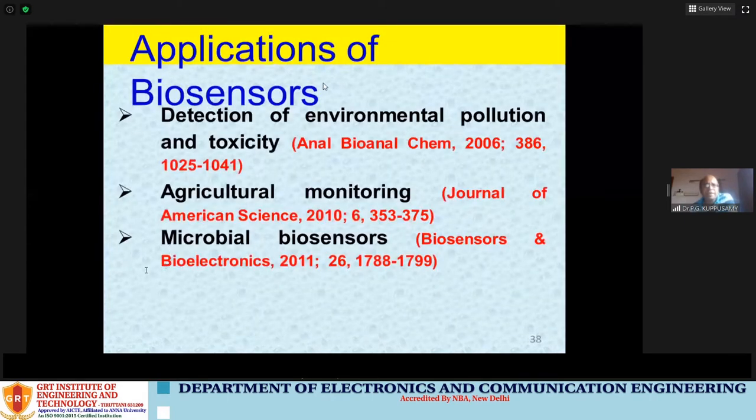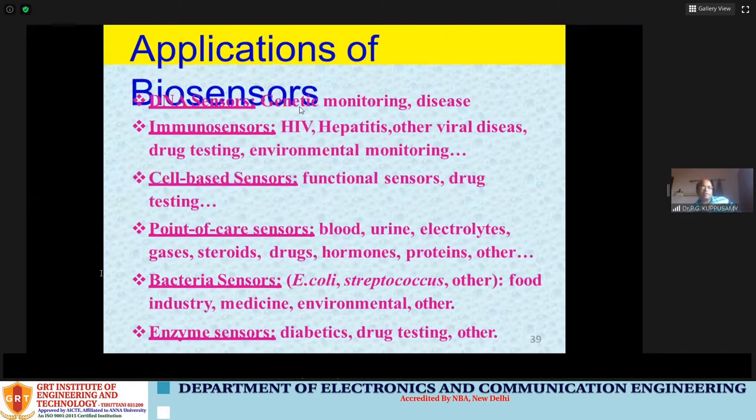Now we are going to deal with the applications of biosensors. What is the importance of biosensors? They can be used to detect environmental pollution and toxicity. Another important application of biosensors is agriculture monitoring. You can refer to the Journal of American Science. Microbial biosensors. Next, the DNA sensor can be used for genetic disorder monitoring. Immunosensors are used for HIV, hepatitis, other viral problems, drug testing, and environmental monitoring. Immunosensors are very important and play an important role in the current situation. Immunosensors play an important role in the design of drug testing for COVID-19.